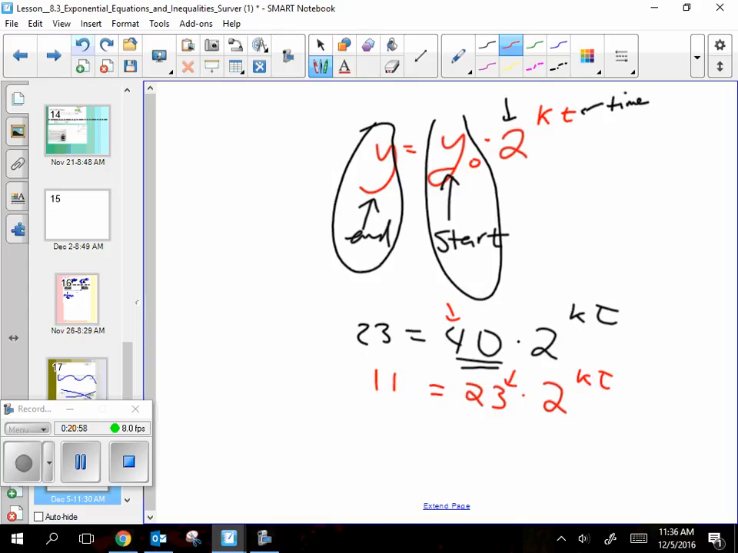Here's the other way kids sometimes do it. Same exact start, 23 equals 40 times 2 to the kt, but this person says, no, I want the original amount to stay the same each time, because I originally had 40, and now I'm down to 11. It's not like this is wrong. It's just you use a different t.